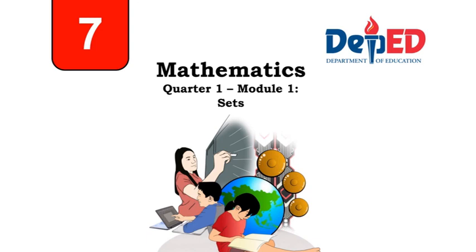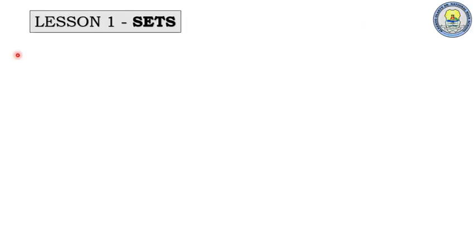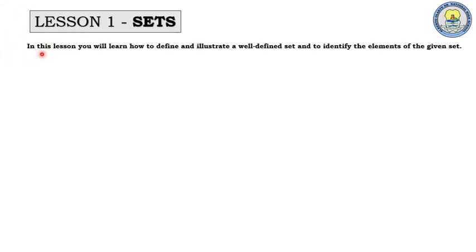Mathematics Quarter 1 Module 1: Sets. After going through this module, you are expected to define a well-defined set, illustrate a subset, universal set, null set, cardinality of a set, and analyze the union, intersection, and difference of two sets. Lesson 1: Sets. In this lesson, you will learn how to define and illustrate a well-defined set and to identify the elements of the given set.